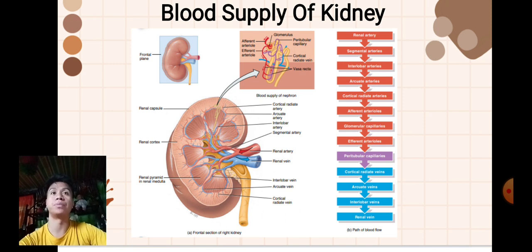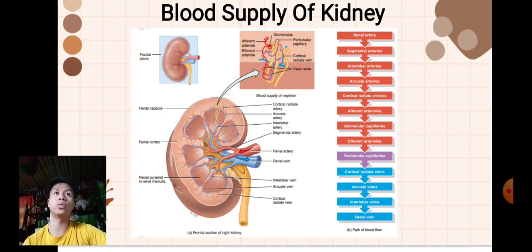The efferent arterioles divide to form the peritubular capillaries. Peri means around, so these are capillaries surrounding the tubular parts of the nephron in the renal cortex, along with loop-shaped capillaries called the vasa recta. Vasa means vessel and recta means straight, so it is a straight vessel in other words. It supplies the tubular portion of the nephron in the renal medulla.